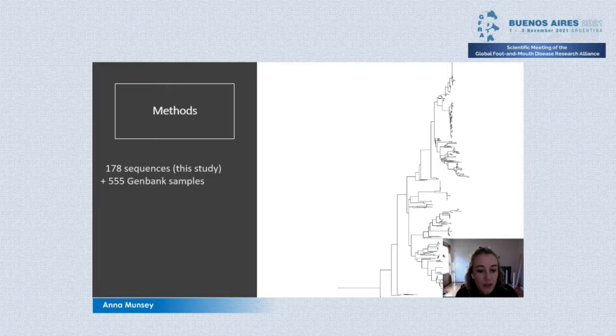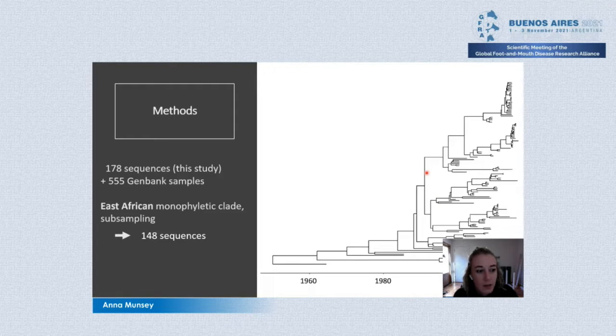We started by combining our serotype O sequences collected during our Uganda study with GenBank sequences, all serotype O GenBank sequences collected from cattle in East Africa. So we started with this really large phylogenetic tree shown here, and then from there, we selected the monophyletic clade that represented sequences recently circulating in East Africa and did some subsampling to end up with a final data set of 148 serotype O sequences.